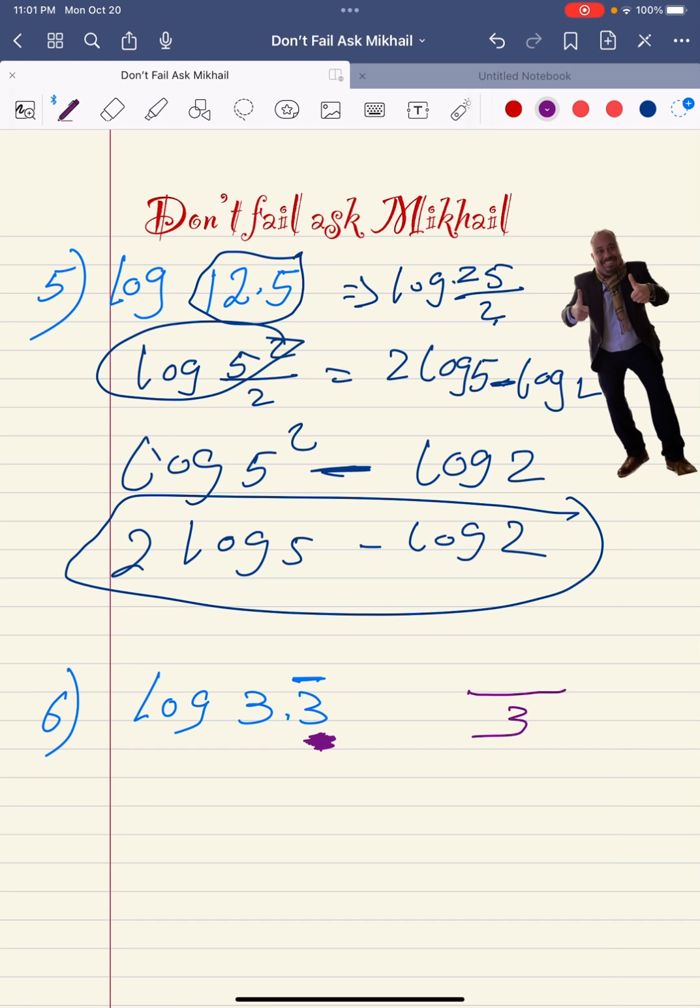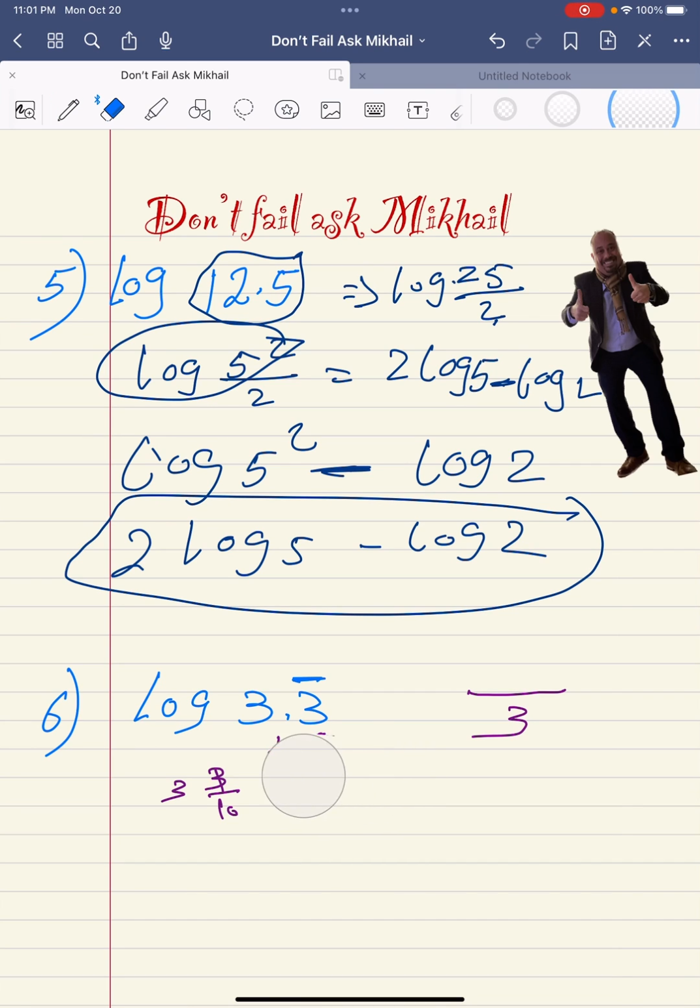Someone says, Mikhail, can you convert this one as a mixed number, 3 over 10, and you convert it? Yes, you can do that. All right, you can do that. But you do not know what 33 is. So let's think of another way.